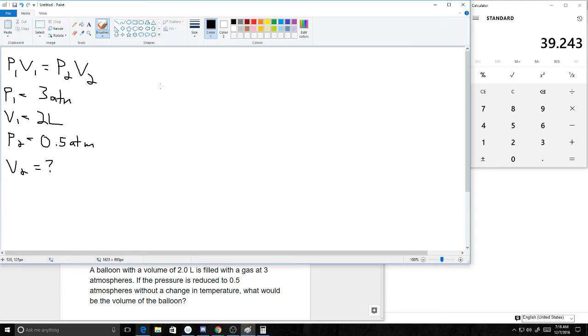So P1 is 3 atmospheres, times V1, which is 2 liters. That equals P2, which is 0.5 atmospheres, times V2, and since that's what we're looking for, I just have to leave it V2. So I've got 3 atmospheres times 2 liters equals 0.5 atmospheres times V2. Now I just got to get V2 by itself. In algebra, we know that we just need to do the opposite of what's happening to it. We do to one side, we do to both sides. So the opposite of multiplying by 0.5 atmospheres is divide by 0.5 atmospheres.